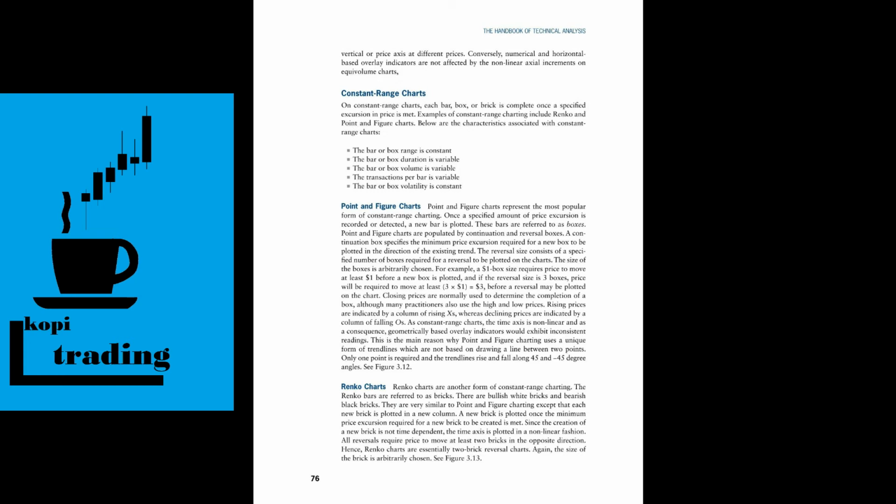Renko charts are another form of constant range charting. The Renko bars are referred to as bricks. There are bullish white bricks and bearish black bricks. They are very similar to point and figure charting, except that each new brick is plotted in a new column. A new brick is plotted once the minimum price excursion required for a new brick to be created is met. Since the creation of a new brick is not time dependent, the time axis is plotted in a non-linear fashion. All reversals require price to move at least 2 bricks in the opposite direction. Hence, Renko charts are essentially 2-brick reversal charts. Again, the size of the brick is arbitrarily chosen. See figure 3.13.